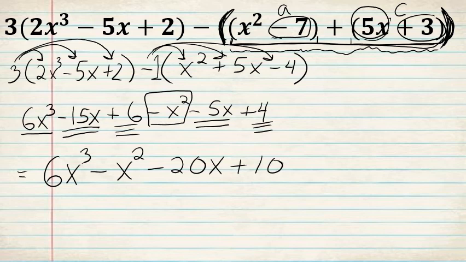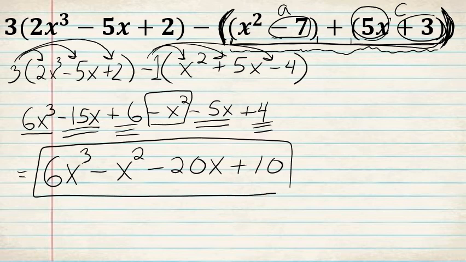Once the substitutions are complete and the simplification has been done, this expression simplifies to 6x to the third minus x squared minus 20x plus 10.